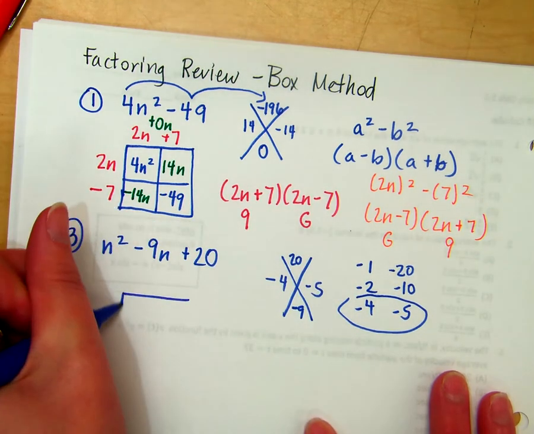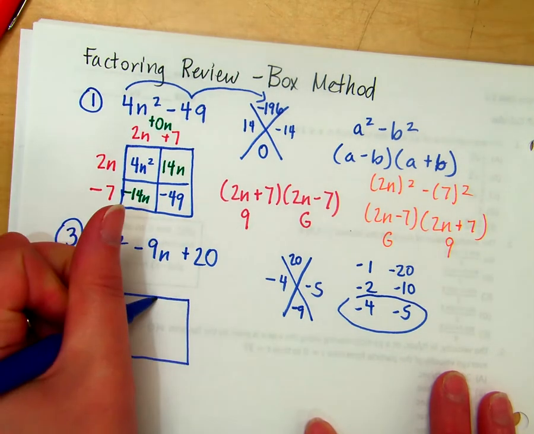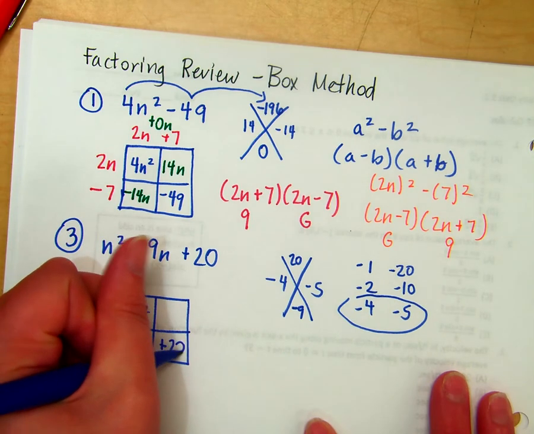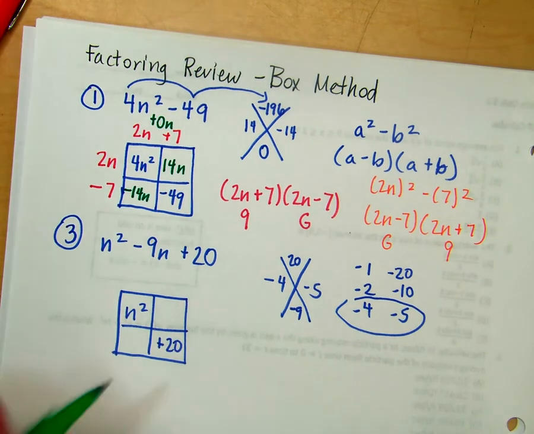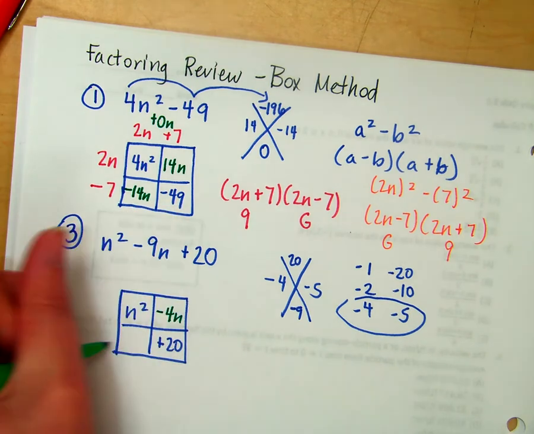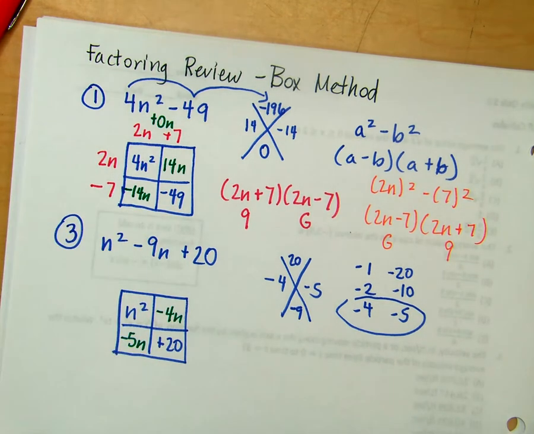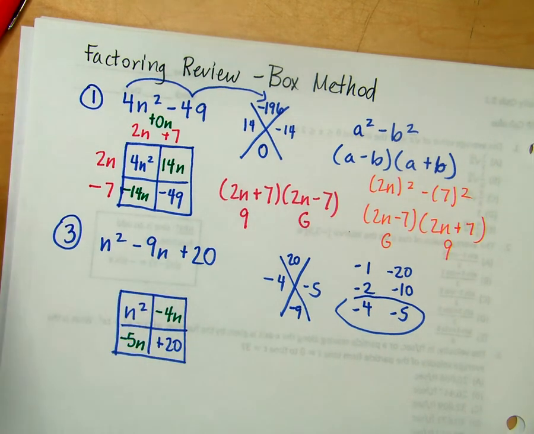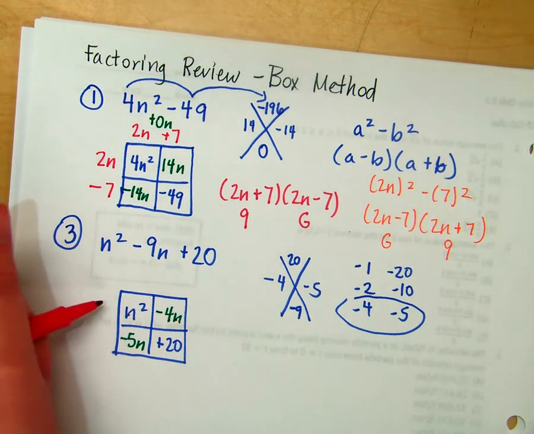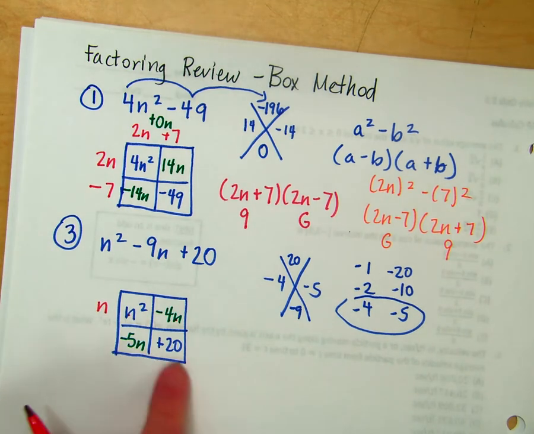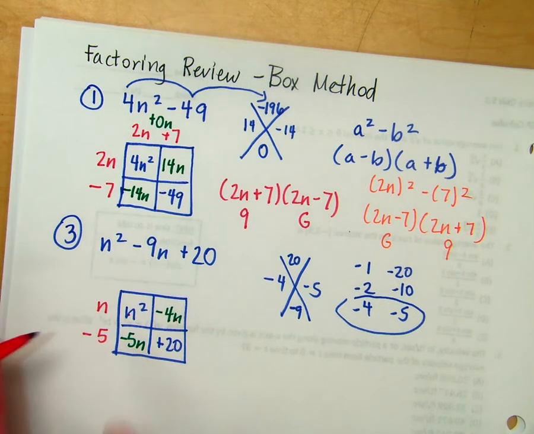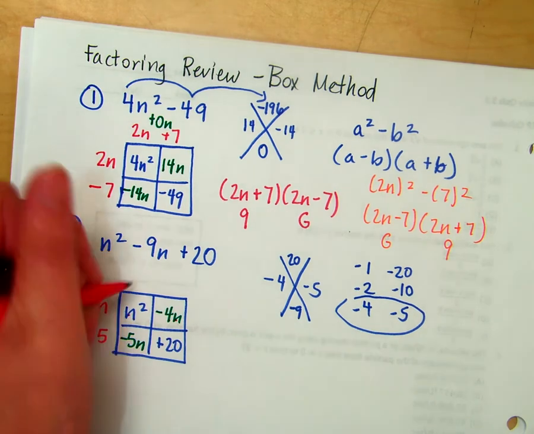So I'm going to set up my box, and I get n squared plus 20, and I get negative 4n and negative 5n. Okay, those came from these 2 numbers. The n came from up here. So in my first row, these both have n's in it. And then 5 is 5 times 1, 20 is 5 times 4, so 5 is my GCF, but it needs to be negative because this number is negative. And then in my column, they both have n's in it.